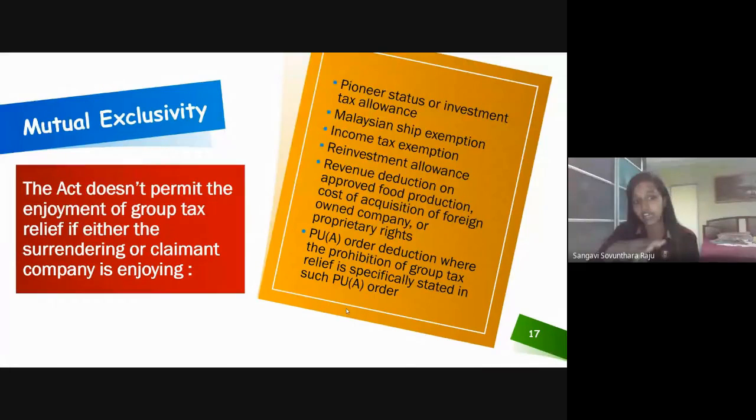The same applies if they already have relevant exemptions: income tax exemption, reinvestment allowance, revenue deduction on approved food production, cost of acquisition of foreign-owned company or proprietary rights, or a PUA order deduction where the prohibition of group tax relief is specifically stated in such PUA order. So if they already enjoy one of these, they are not able to get group tax relief. Next.